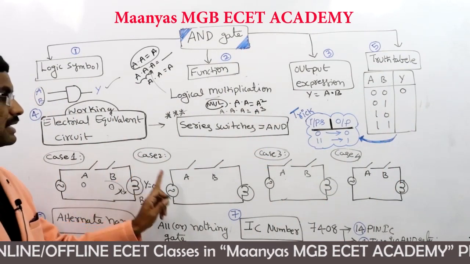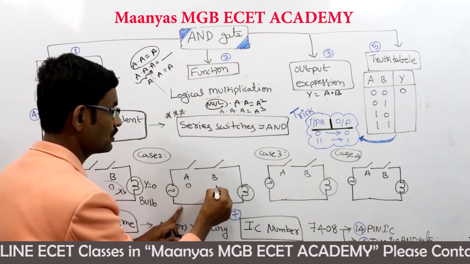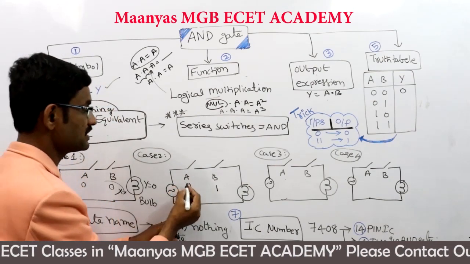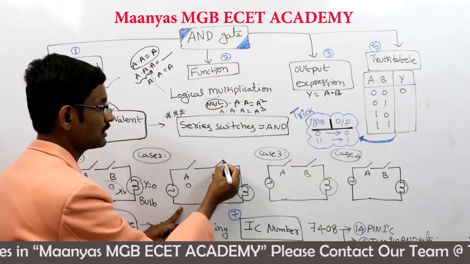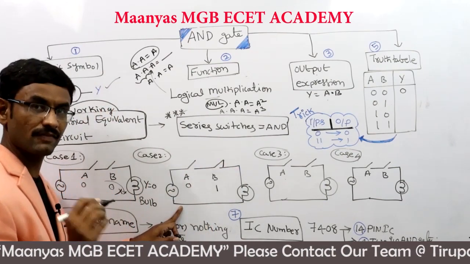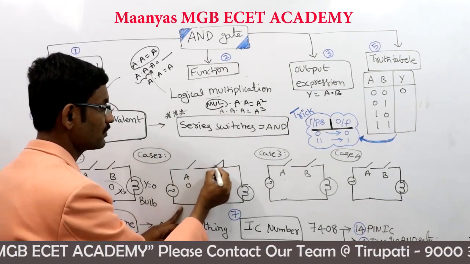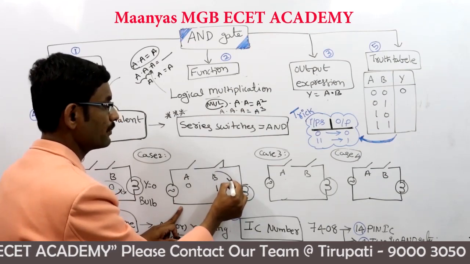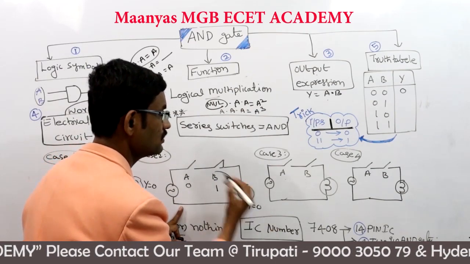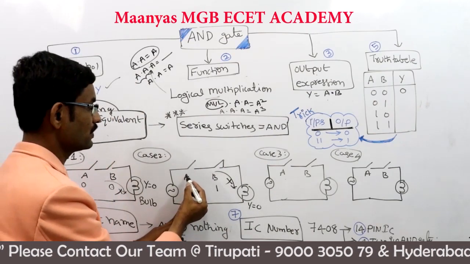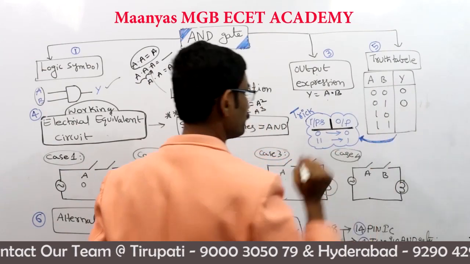Let us consider case 2. Let A is equal to 0, B is equal to 1. A is 0, the switch A is open. B is equal to 1, the switch is closed. Even though the switch B is closed, no current flows from the source into the bulb. The bulb does not glow. Y is equal to 0. For the input A0, B1, Y is equal to 0.